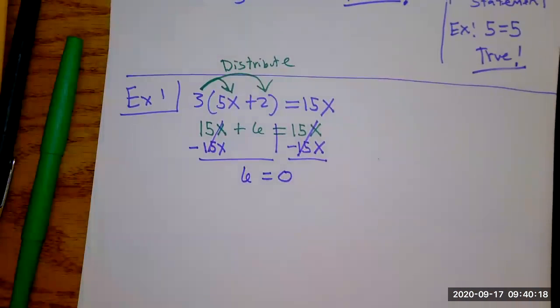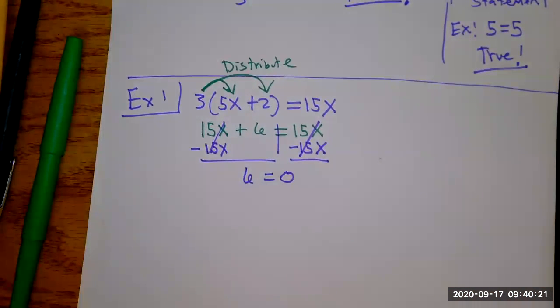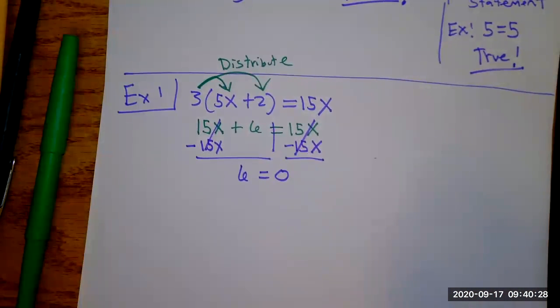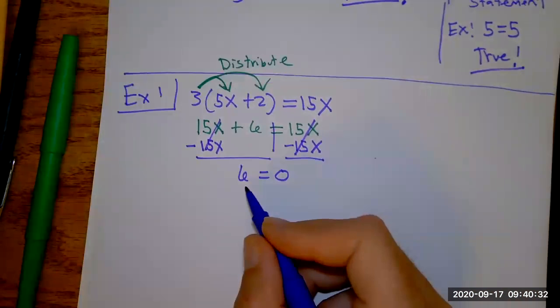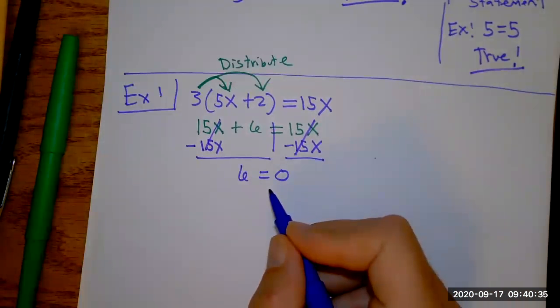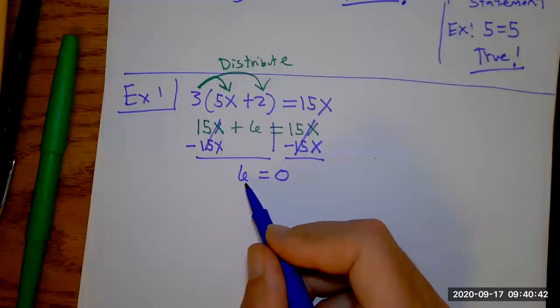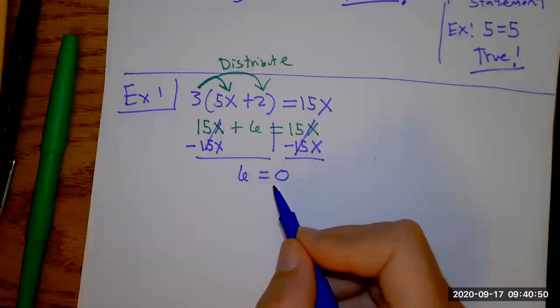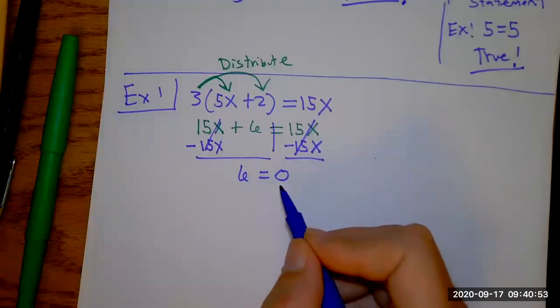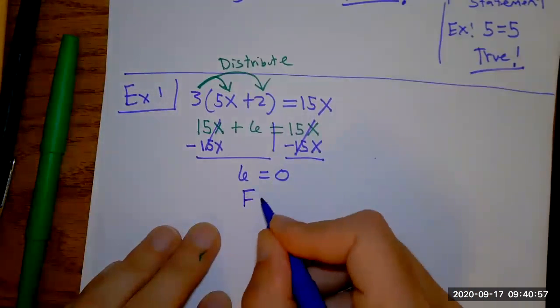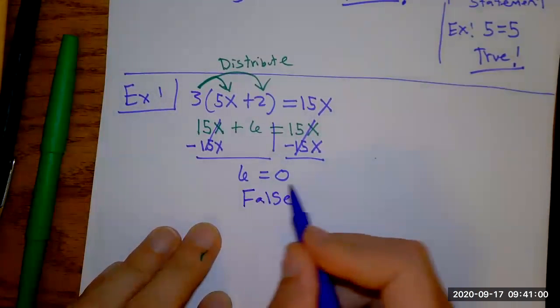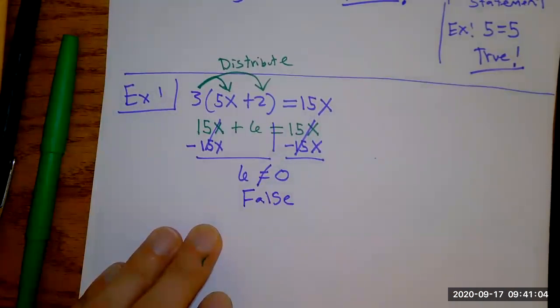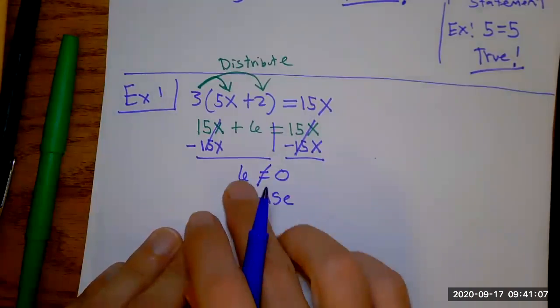In the chat, can you tell me if this is true or false? Is this true or is it false? Does 6 equal 0? I noticed some people wrote true and some people wrote false. You have to think, does 6 equal nothing? If you have $6, do you have nothing? If I have 6 friends, do I have 0 friends? So this is false. 6 and 0 are not the same. So again, 6 does not equal 0.